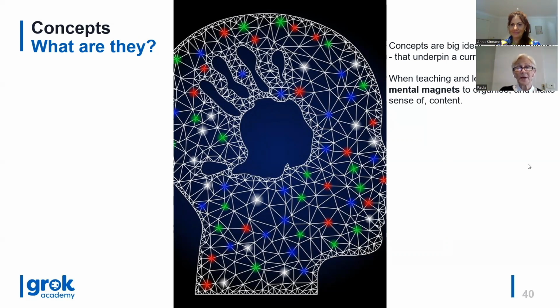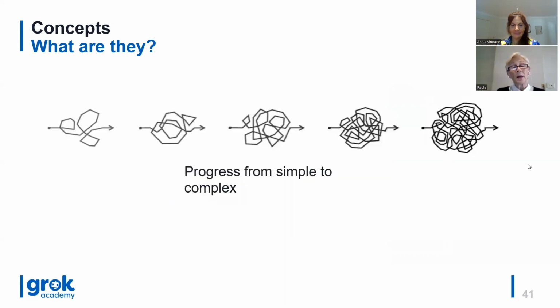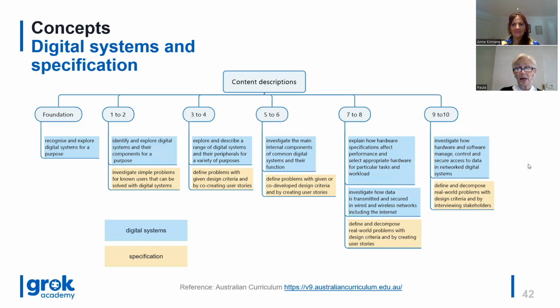So let's just have a look. I've got an example now that will show you how a concept typically progresses from quite simple into more complex. And then in the following slide, you will actually see that illustrated for two concepts. One of them is digital systems. And can I just make a comment that the concepts within the actual curriculum documentation aren't labeled, aren't badged. You can't just dial up and say, can I see all of the content descriptions related to specification. Rather, they are the invisible threads.